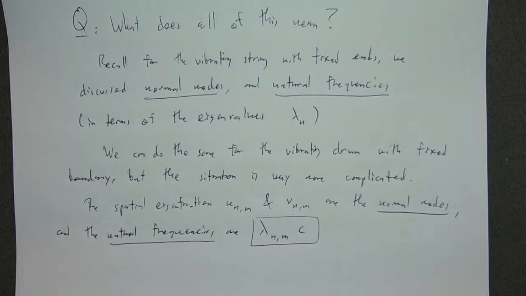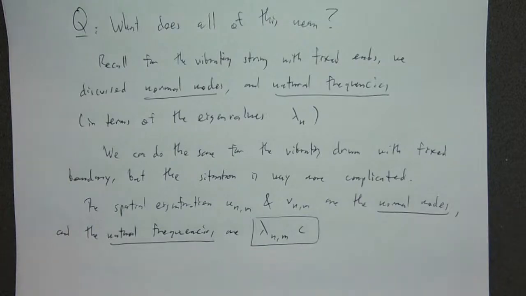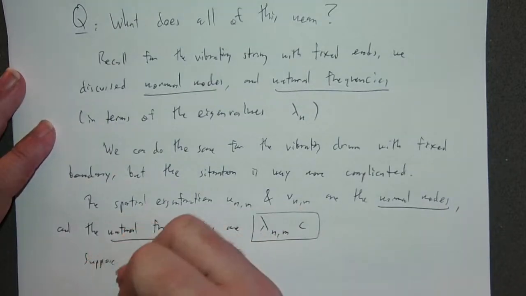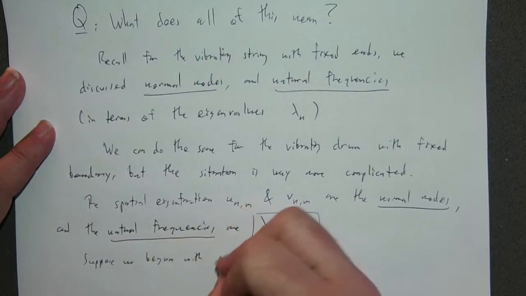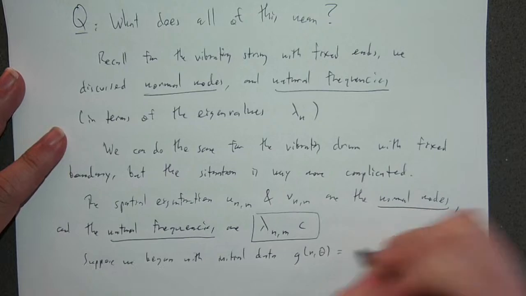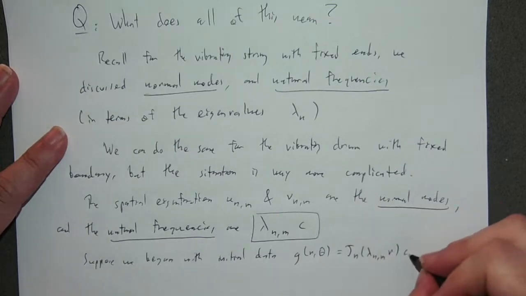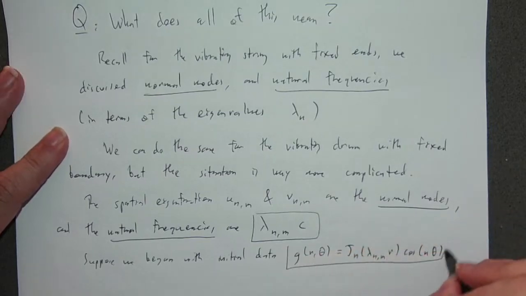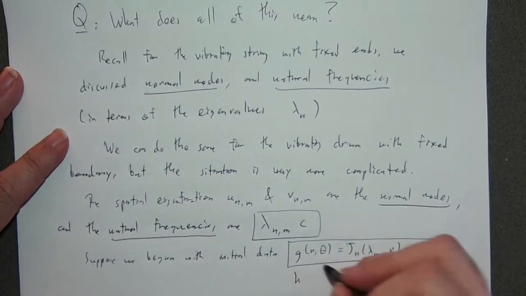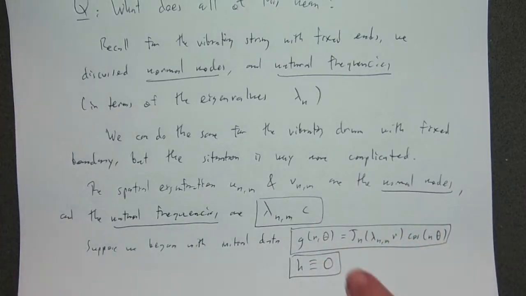Then suppose that we start with some initial data, right? Then the point is that at any later time, the solution would simply be a constant times the initial shape if the initial data we chose was one of these normal modes, right? So suppose we began with initial data that is g of r theta, which is one of these Bessel function defined spatial eigenfunctions. So we'll say cosine of n theta here. Okay, and we'll say that h, its velocity, is identically equal to 0. So velocity is 0. The initial shape is this.